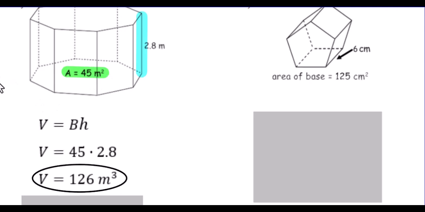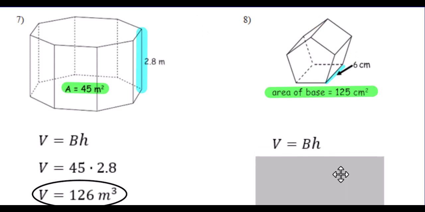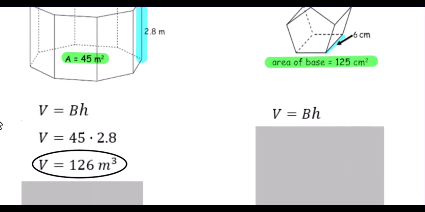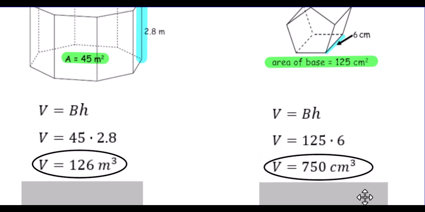Now, taking a look at the last simple example here, we've got a pentagonal prism. The area of the base is given to us, that is 125 centimeters squared. The width of this prism is going to be 6. We also call that the height of the prism as well. So area of the base times the height, we're going to do 125 times 6. We plug that into our calculator and our volume will be 750 centimeters cubed.